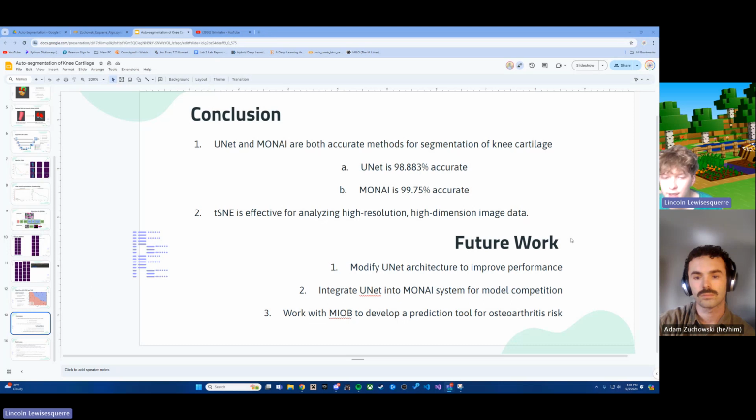In the future we want to modify the architecture of UNet and integrate UNet into our MONAI system, because you can integrate it with the algorithm ranking. So we're going to try and do that, and we're going to keep working with MyOB lab to develop prediction tools for possibly osteoarthritis risk, like the volume of the knee cartilage or the roughness of the edges of the knee cartilage, which I think would be a really cool future task.